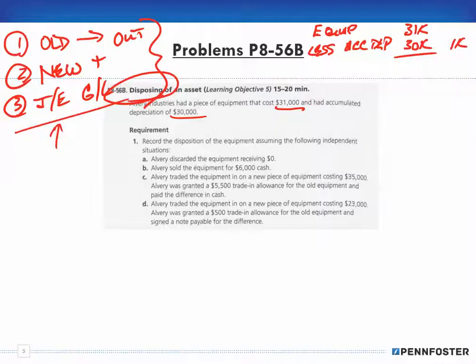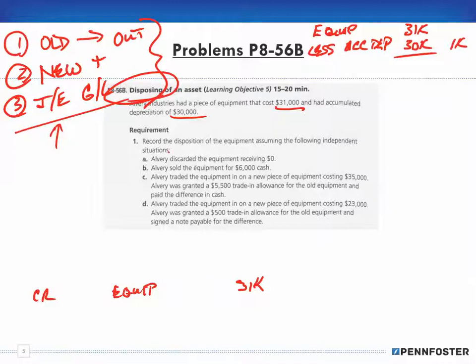Okay, so here for number one, it says Alvery discarded the equipment, receiving 0. So if they're discarding the equipment, we have to take the old equipment off. Equipment is a debit of 31,000, so we are going to credit equipment for 31,000.